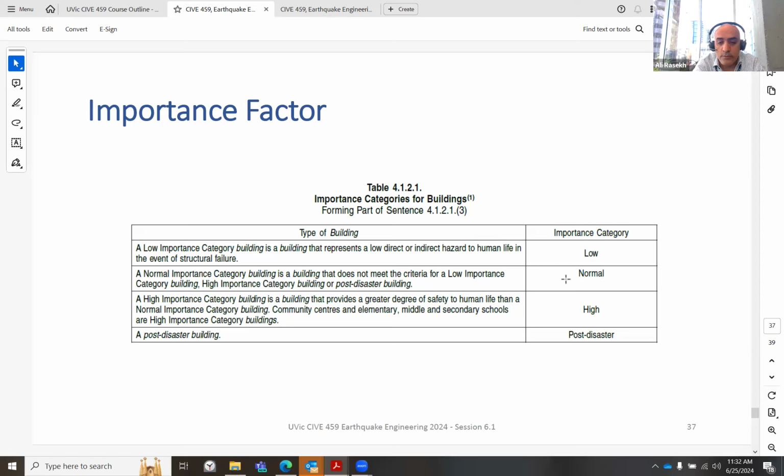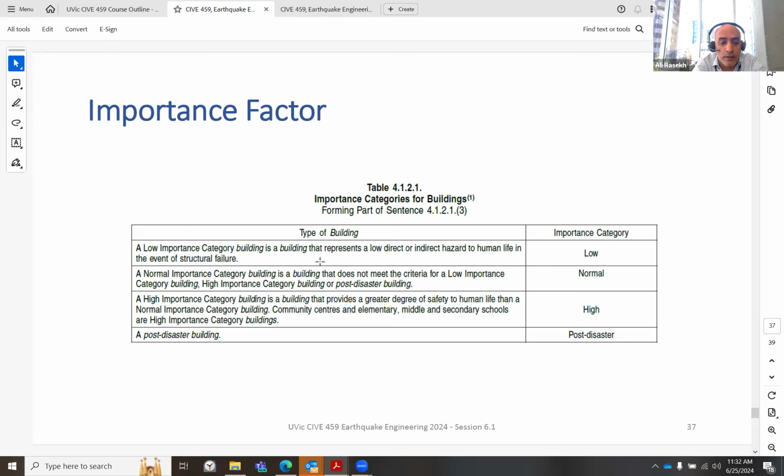Normally, we should start with normal. What do we mean by normal? A normal importance category building is a building that does not meet the criteria for low, high, or post-disaster. Okay, I completely said the reverse. So first, let's define the abnormal, and then everything else is normal, such as the buildings that we are in.